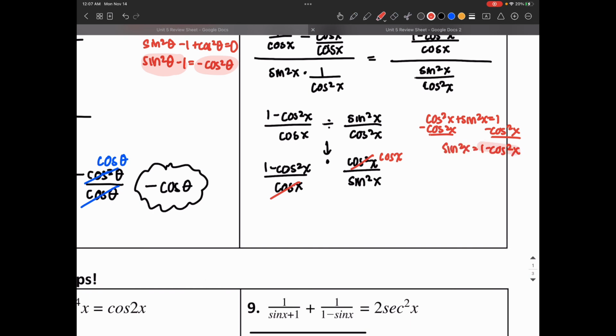So I'll replace this with this, and then I'll have sine squared of x all over 1 times cosine of x over sine squared of x. And then, again, it simplifies down to, when you cancel, just cosine of x. I feel like that was so many answers already.